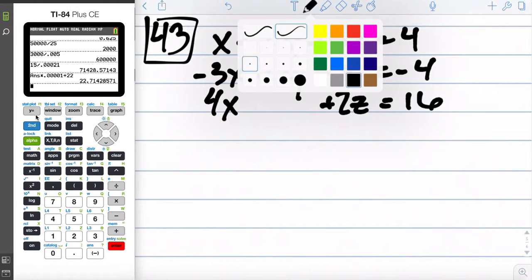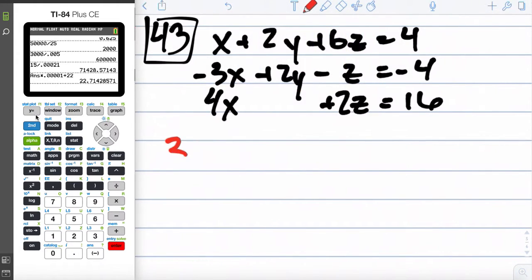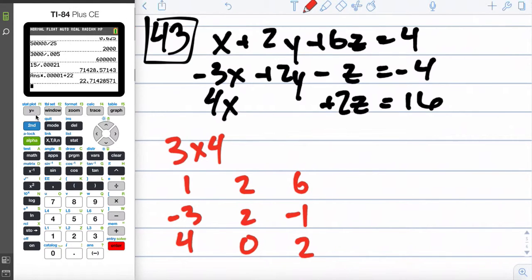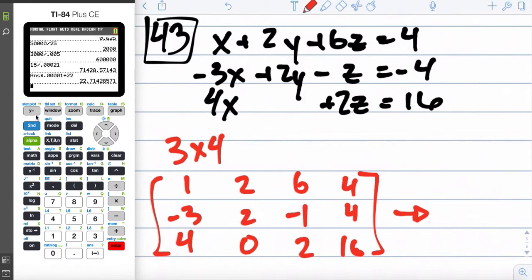So first off, what does my matrix look like? It's a 3 by 4 with 1, -3, 4, 2, 2, 0, 6, -1, 2, and 4, 4, 16. Okay, we're going to rewrite that in row echelon form.